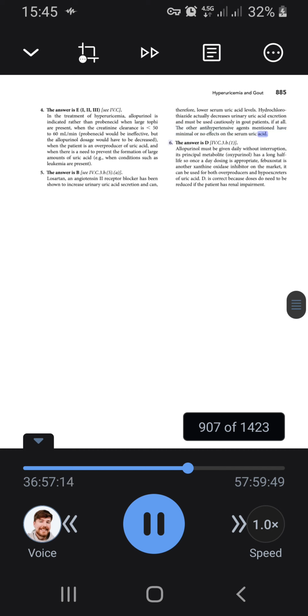6. The answer is D. Allopurinol must be given daily without interruption. Its principal metabolite, oxypurinol, has a long half-life, so once-a-day dosing is appropriate. Febuxostat is another xanthine oxidase inhibitor on the market. It can be used for both overproducers and hypoexcretors of uric acid. D is correct because doses do need to be reduced if the patient has renal impairment.